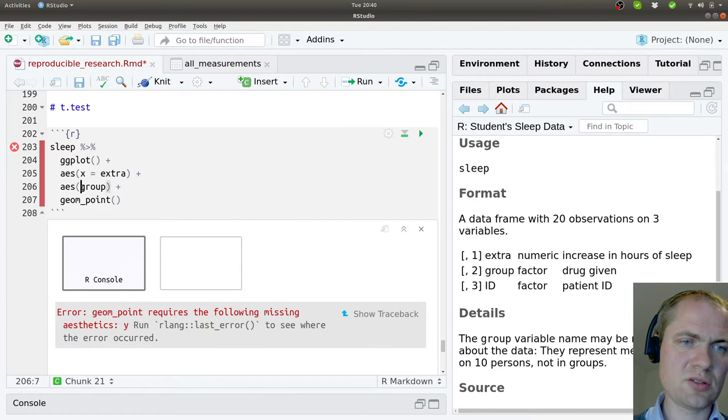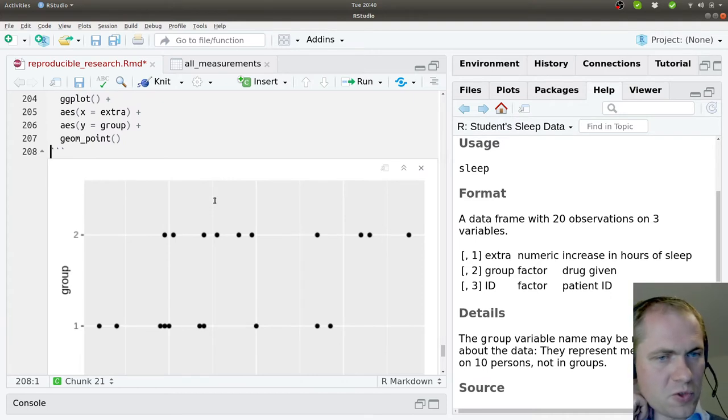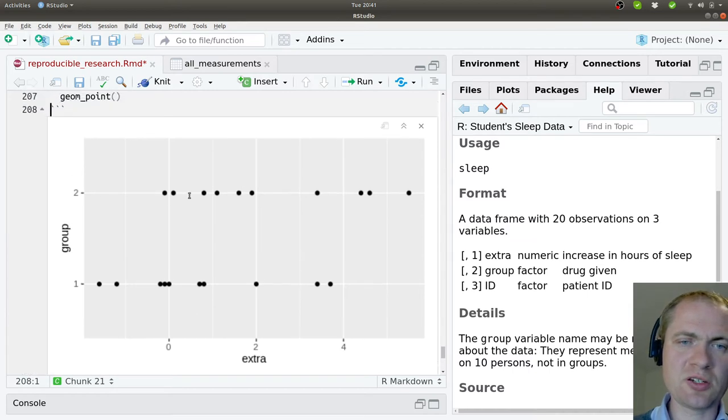And I need to specify it should be on the y-axis here. Okay. So far so good. So now we have the amount of extra sleep down here and the group on the y-axis. And we can see that the amount of additional sleep is much higher in the second group than in the first group. It has been shifted upwards by maybe 1.5 hours. So to me it seems there is a difference. But there is also quite large variation within each of the data sets here.